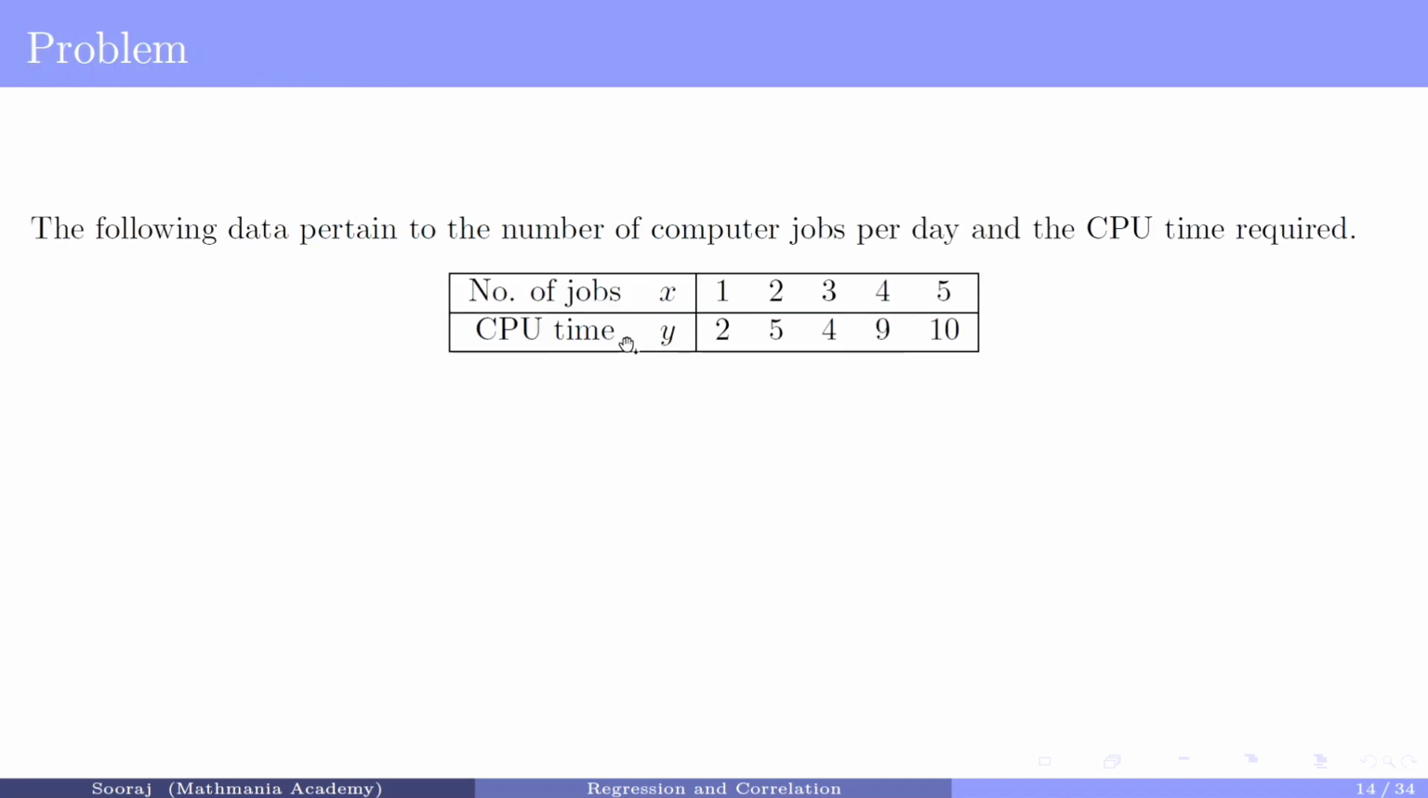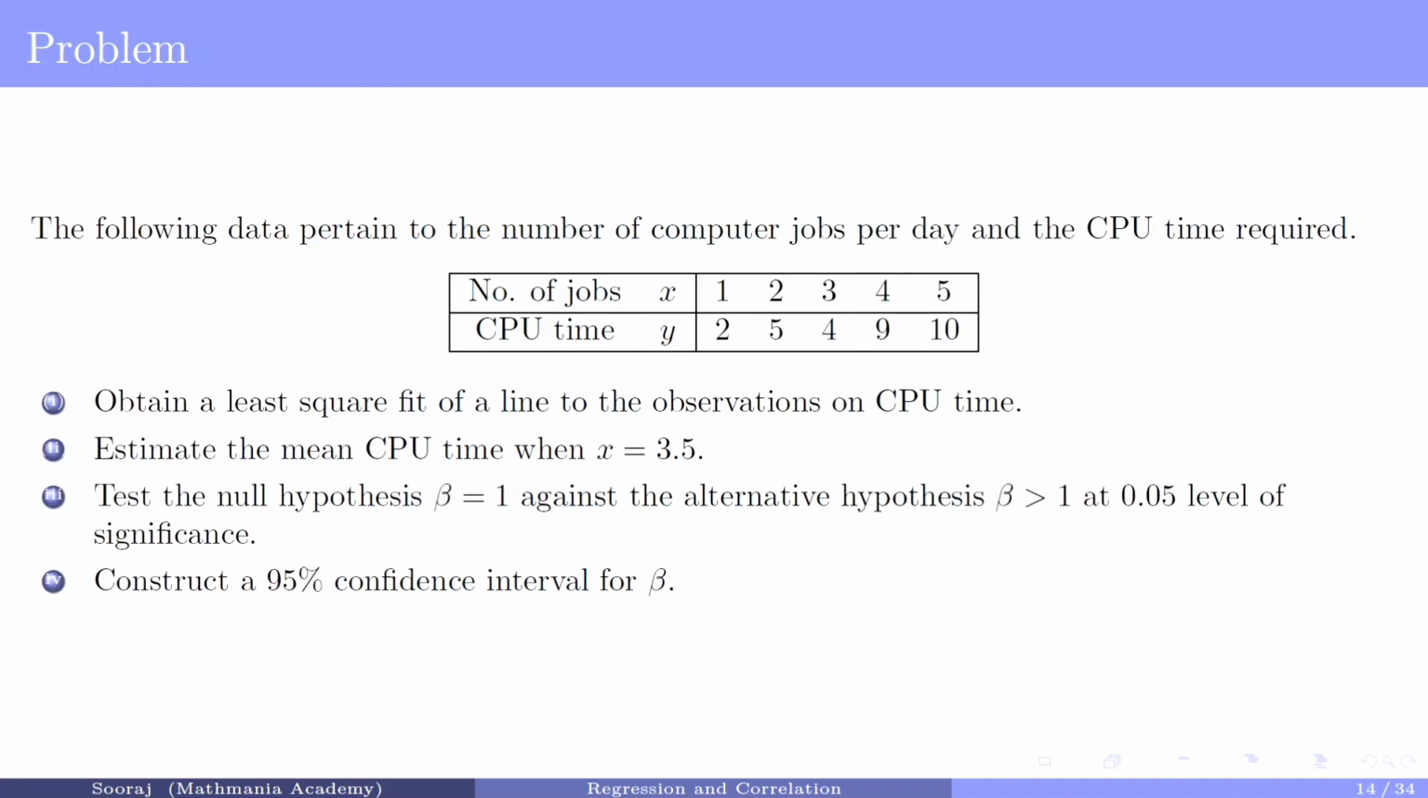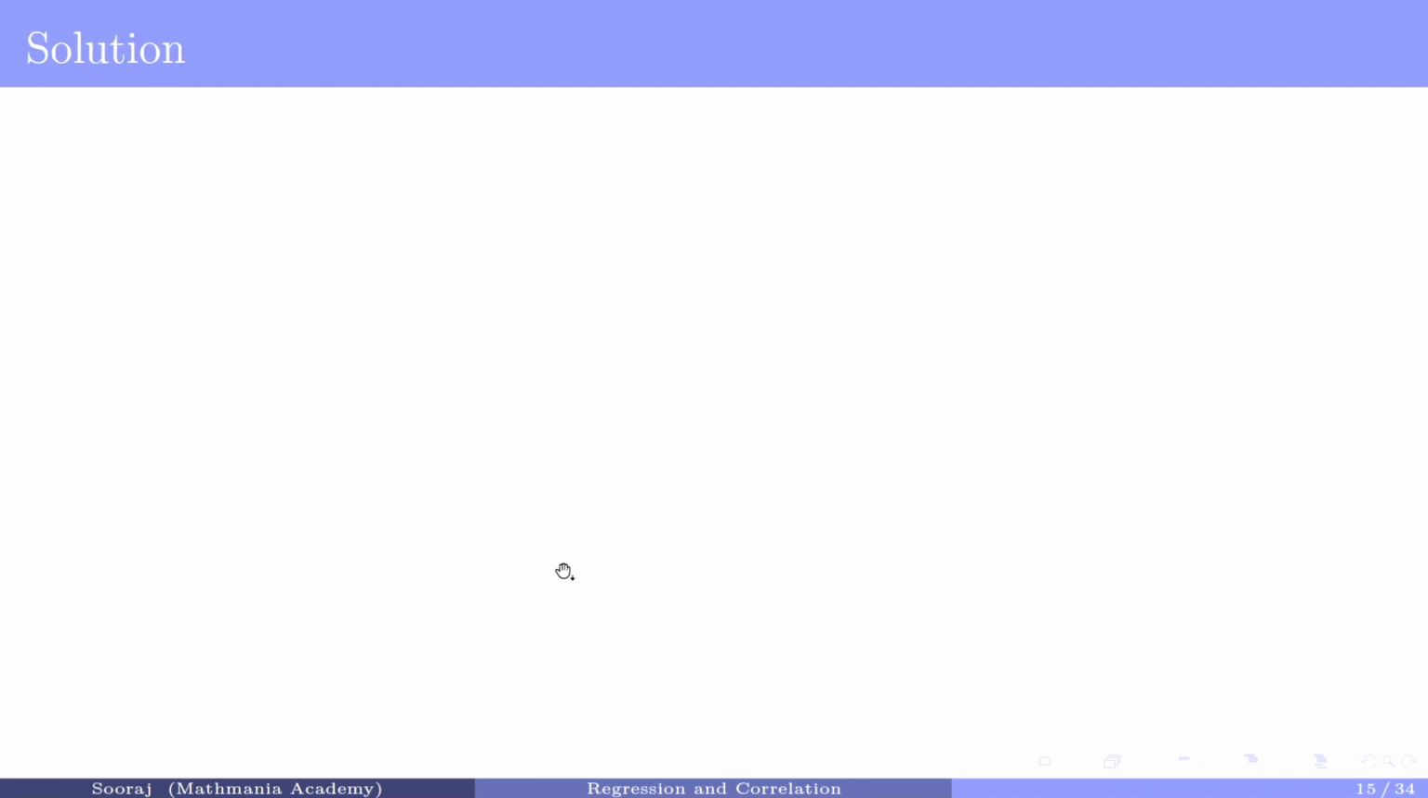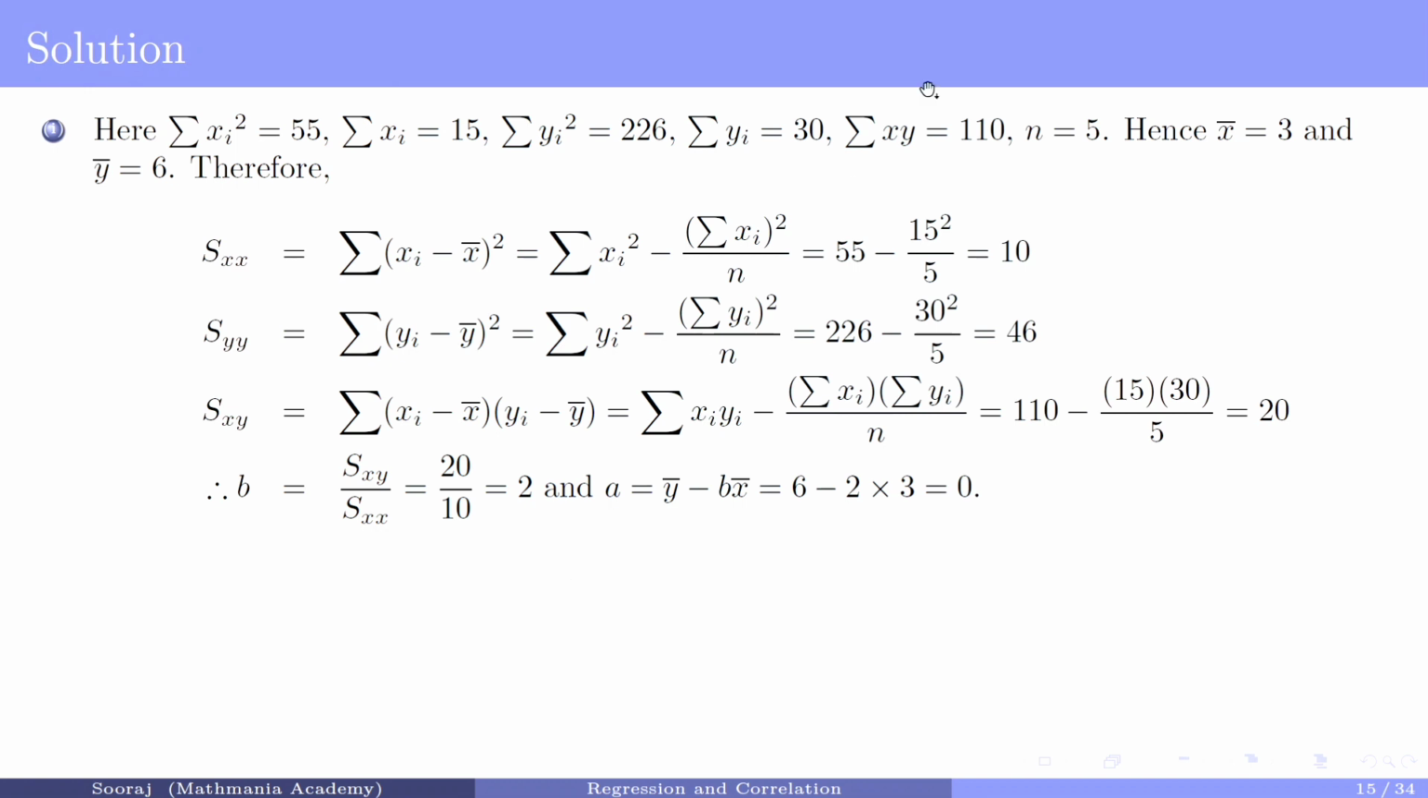Okay. So we have another problem in which also we are asked to find the best line. We'll have to fit the best line and we'll have to estimate the mean CPU time when x equals 3.5. So it is just a matter of substituting. Again, we have a null hypothesis to be tested against the given alternate hypothesis and we'll have to find the confidence interval. So it is all about calculating these things from the given data.